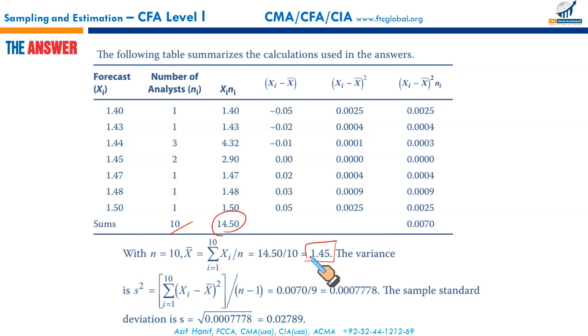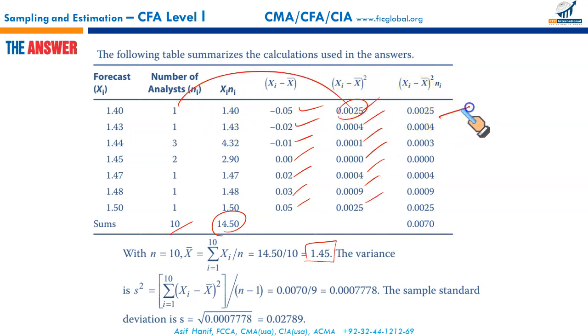Now we need to calculate the variance. For this, first we need to calculate the deviations from the mean. 1.45, so 1.40 minus 1.45, 1.43 minus 1.45. So all these are the deviations from the mean. Then the deviation squared, and after squaring the deviation, multiplying with the frequency. This times this, this times this, and all this gathered gives you 0.0070. Right? Now we know how to calculate the standard deviation.